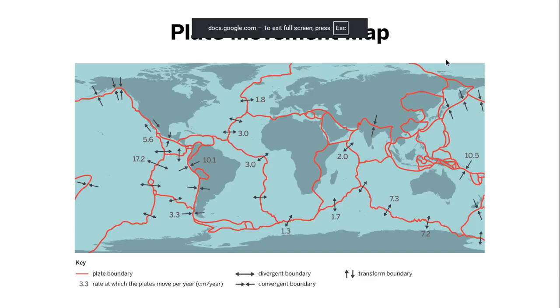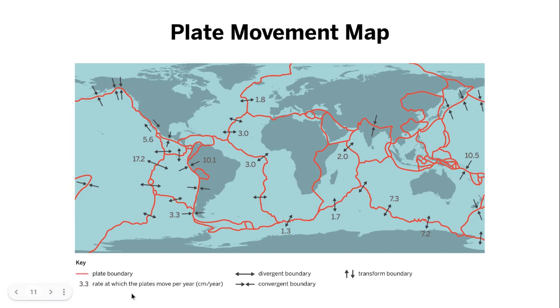With that, here is a plate motion map. So this is showing us the movement that each plate takes. And it does have a key down here that tells us quite a bit. Right here is our plate. You cannot see Michigan because it doesn't have the lakes on it, but we're about right here. So we are on the North American plate.